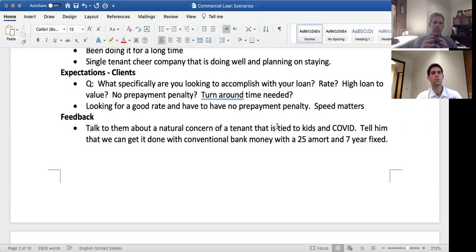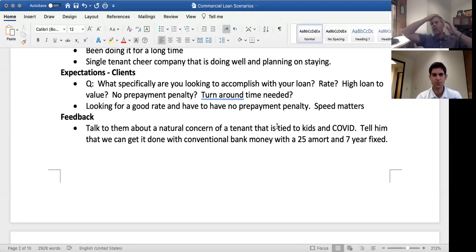And so we basically understood that the natural concern of the tenant was tied to COVID. We were able to get over that. We told them we could get it done with a conventional bank, 25-year amortization, 7-year fixed.